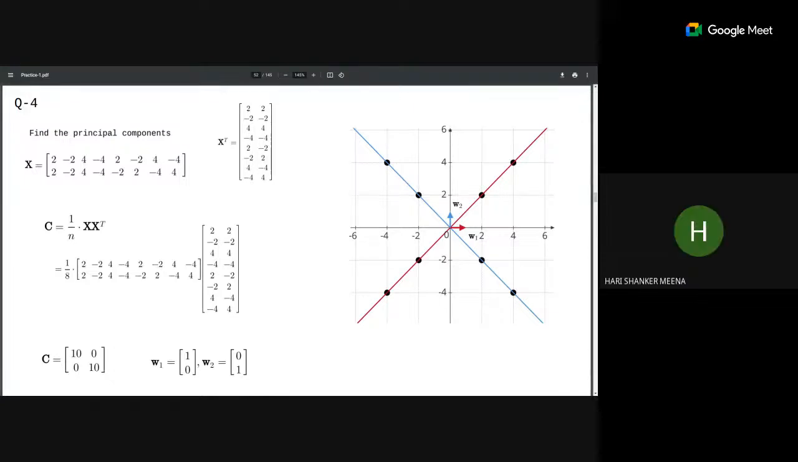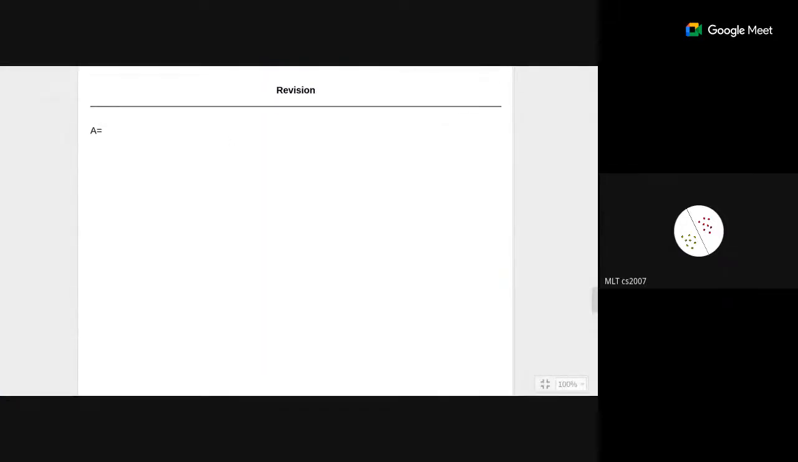Sir, can you please solve it for the sake of completion? Many people are asking this doubt, I think. For this problem? Yeah, for finding W1. No, see, here it's very simple, right? Maybe I'll do this, but see, what is A here? Your C is basically 10 times the identity matrix, right? That's correct.